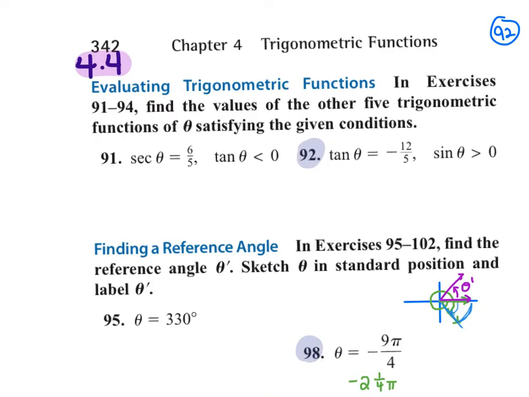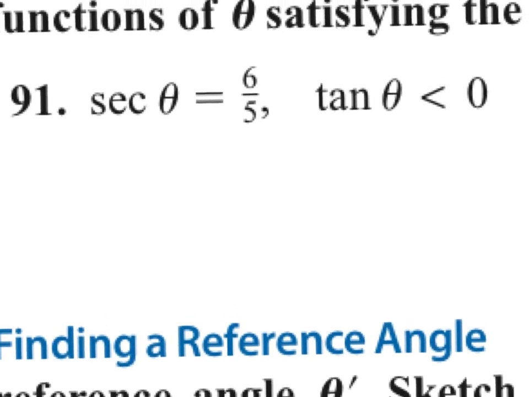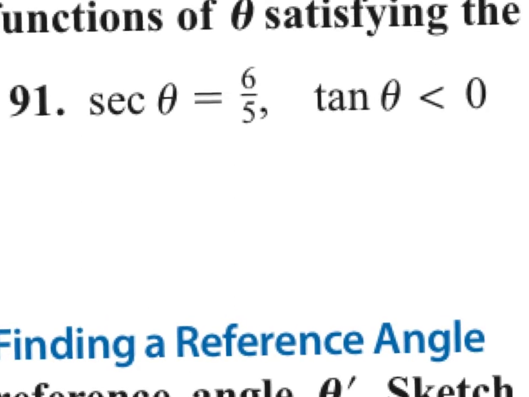Okay, so 91 says, in the exercises, find the value of the 5 other trig functions of theta satisfying the given conditions. So it says secant is 6 over 5, and tangent's less than 0.